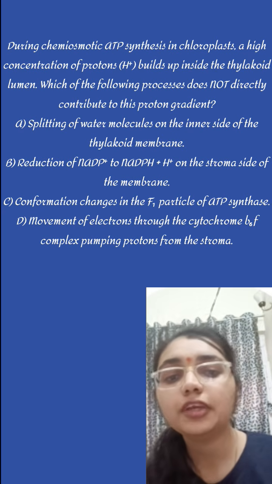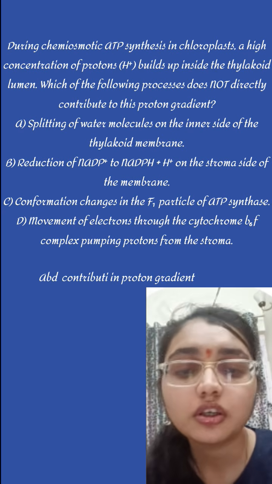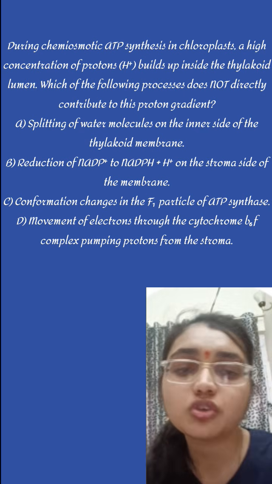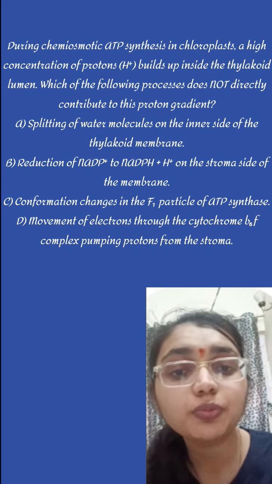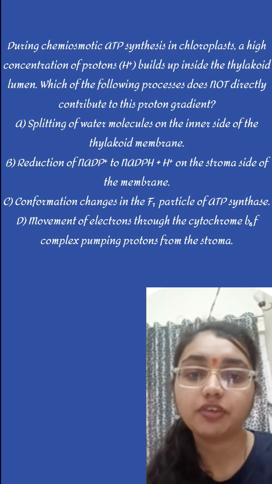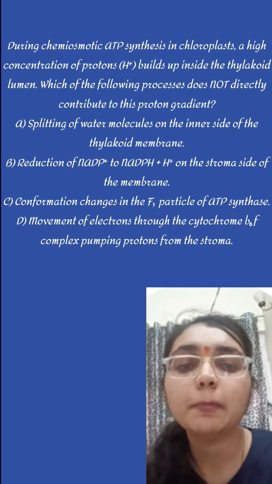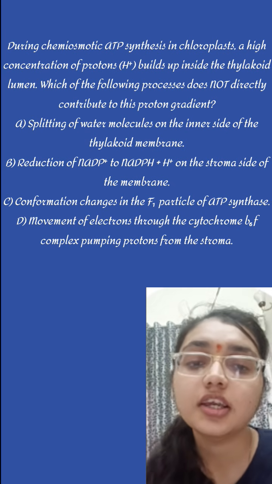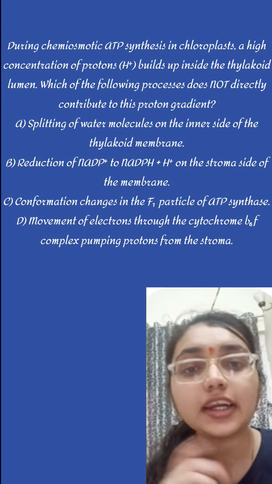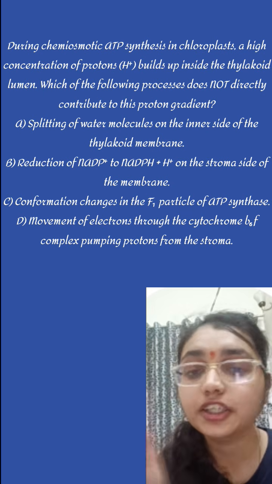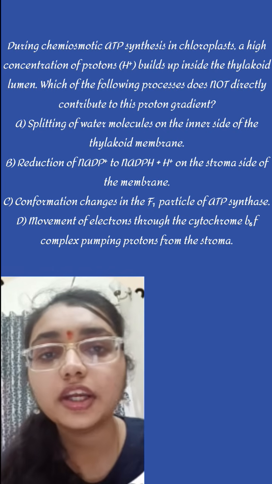Whereas options B and D, they also contribute. In NADPH reduction, it happens on the stroma side and it removes protons from the stroma, making the stroma less acidic, while it increases the gradient between the lumen and the stroma. Whereas option D, we can see the cytochrome complex acts as a proton pump. It actively moves the protons from the stroma into the lumen. So your correct option is C.